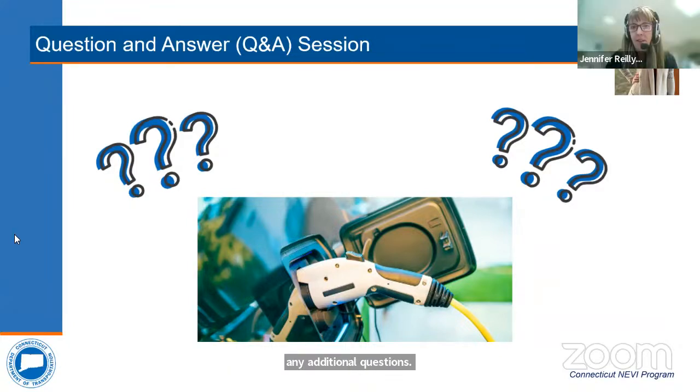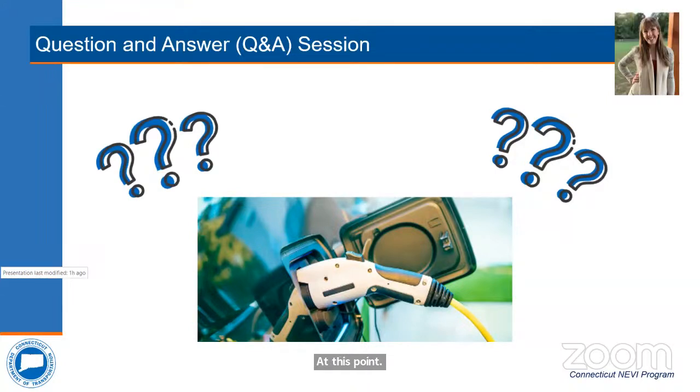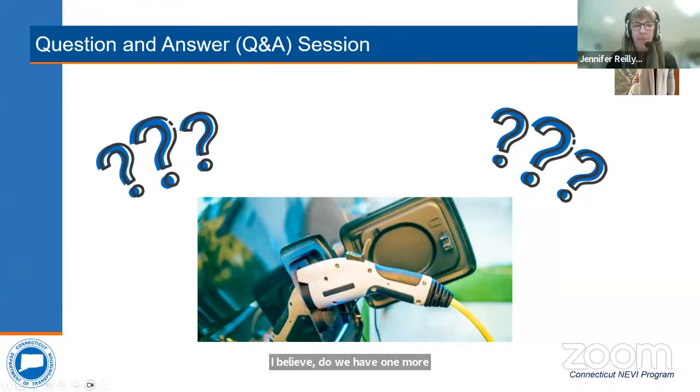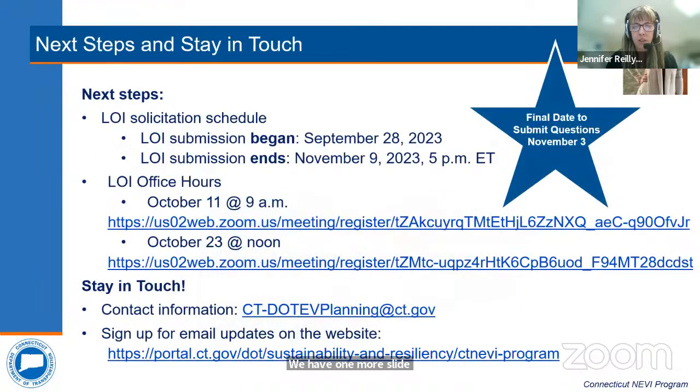Okay. I believe we have one more slide, the next steps slide. Okay, let's share that. Okay. To wrap it up. The LOI is open right now, and submissions need to be in by November 9th. We'll be hosting our open office hours on October 11th and October 23rd to answer questions people have about the LOI or the NEVI program in general. The links for the registration for those open office hours are listed here.